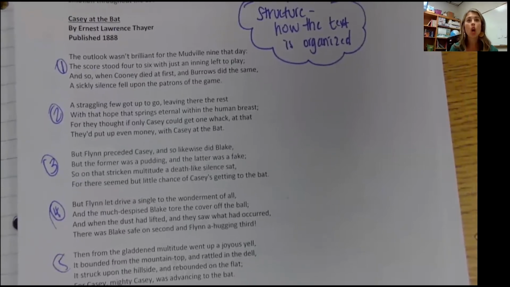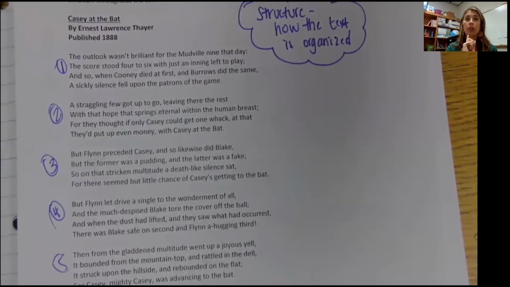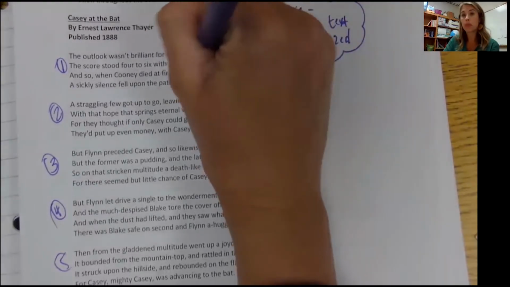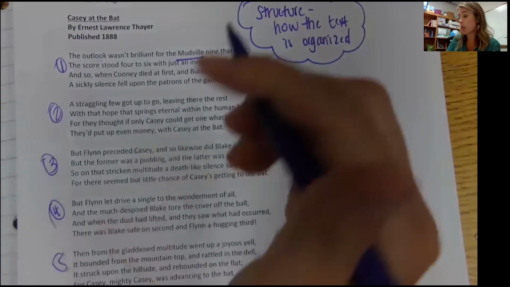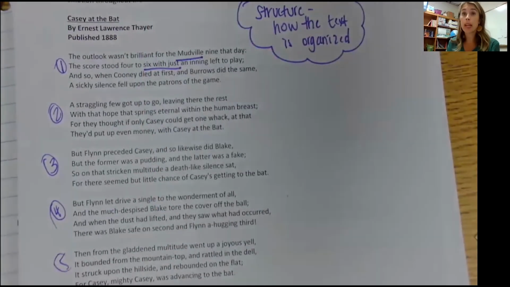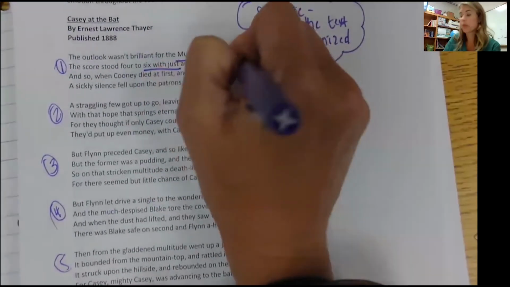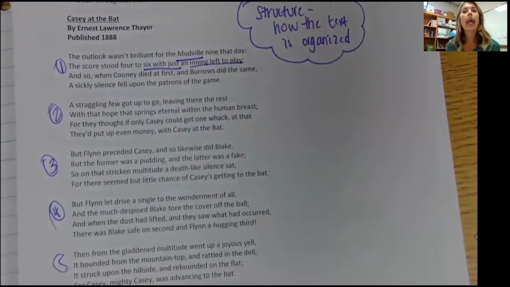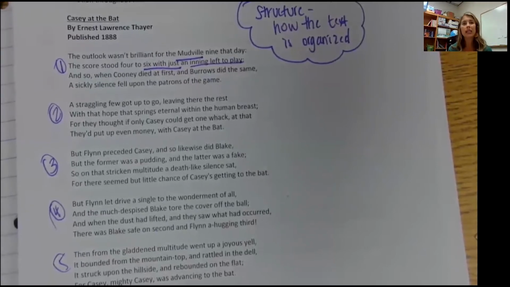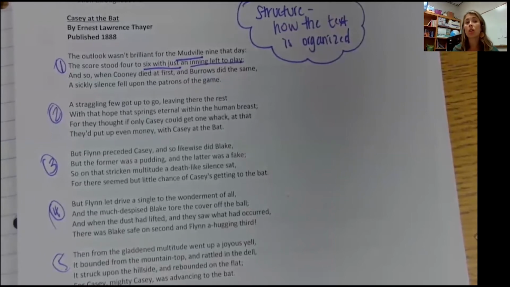We have read this stanza a million times. We know that just like the rest of the poem, the stanza has how many lines? That's right, 4. We know that this stanza introduces the team, the Mudville Nine. We know that the score is 4-6 and Mudville's losing, and it's the last inning. We know all that. And we know that both Cooney and Burroughs strike out. In the last inning, when both Cooney and Burroughs strike out, the crowd is going to be really bummed out. The bottom line is, is there really anything left to know about the stanza, or is there?